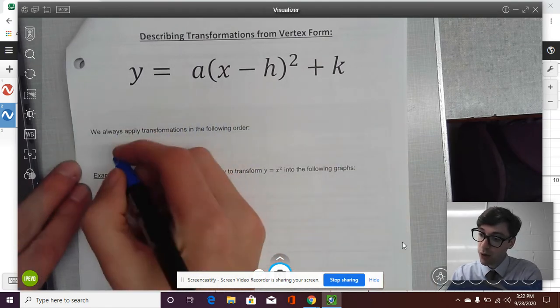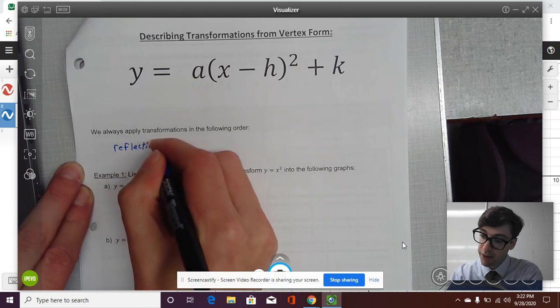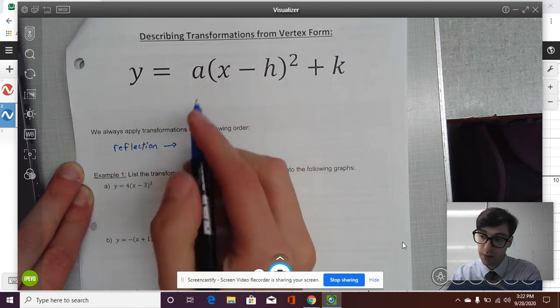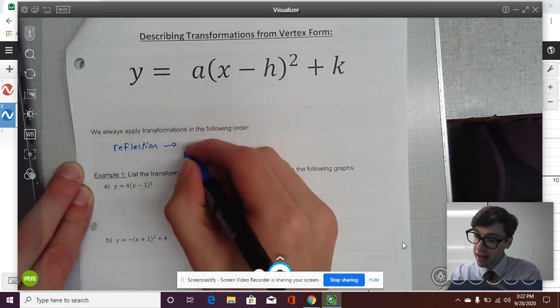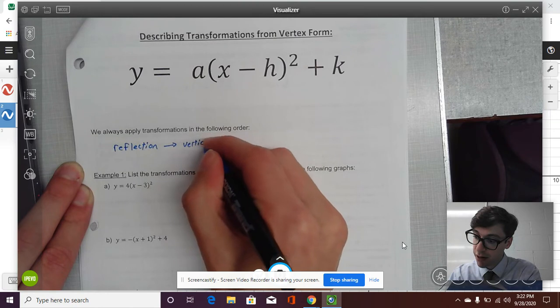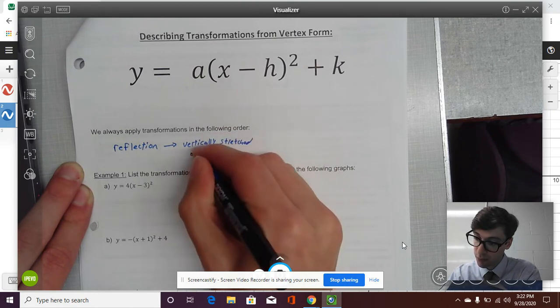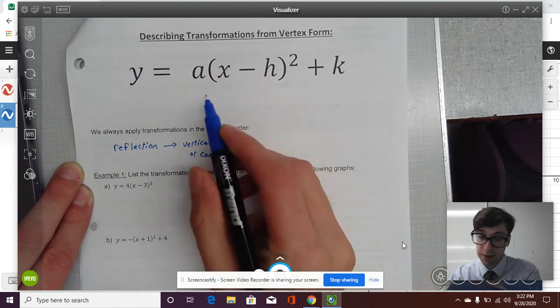So the first one we're always going to do are reflections. That means we're just looking if A is negative or positive. If A is positive, there's no reflection, but if A is negative, we reflected from our basic parabola. Then we're going to still look at A, and we're going to say, has it been vertically stretched or compressed? And we're always going to use this order. So that's still the A value.